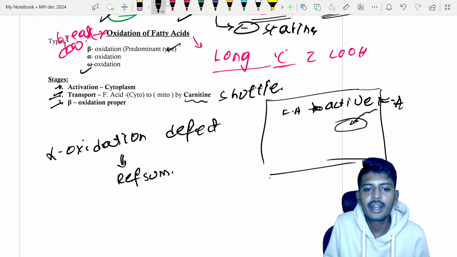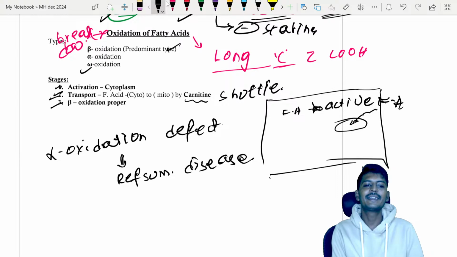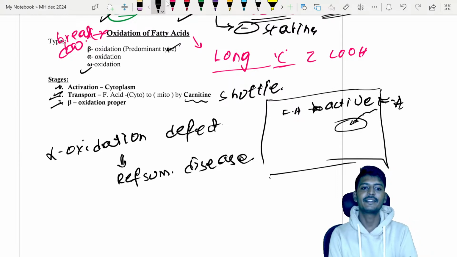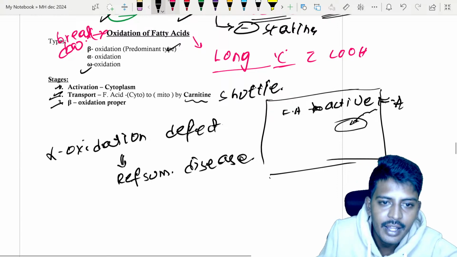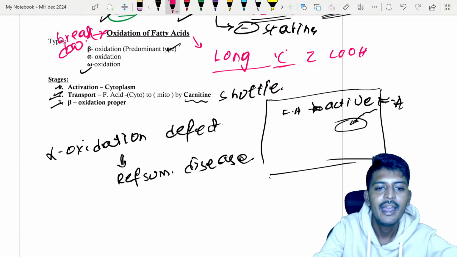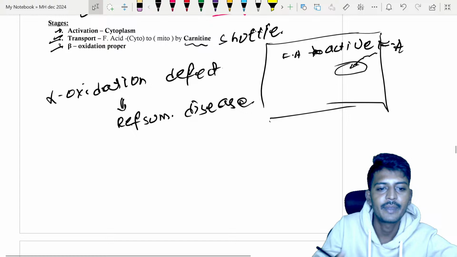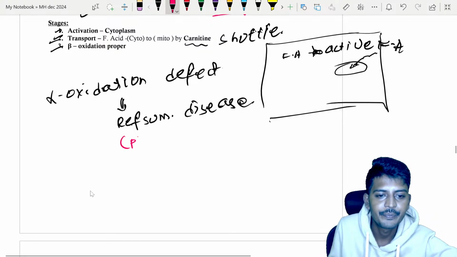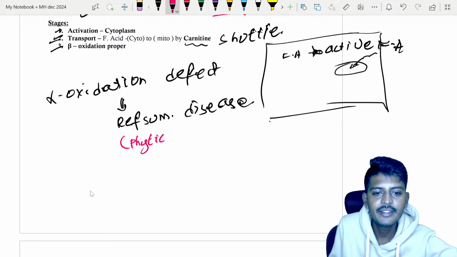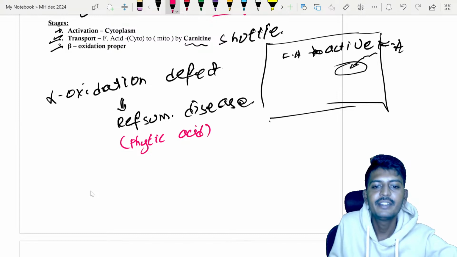Refsum disease is caused by a defect of which process? Alpha oxidation. Refsum disease is due to a defect of alpha oxidation. What happens in Refsum disease? There is an excessive accumulation of something called phytanic acid. Now, what is this phytanic acid?